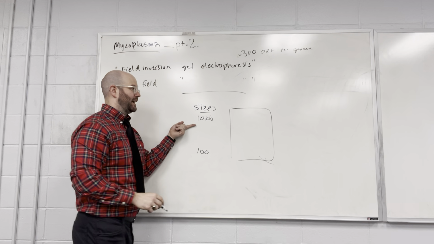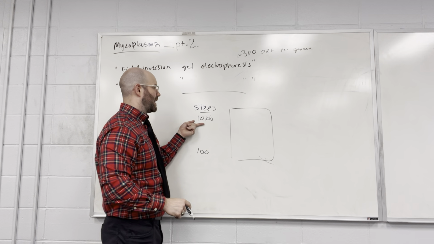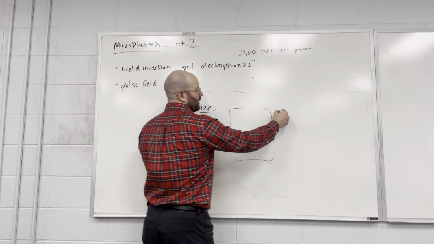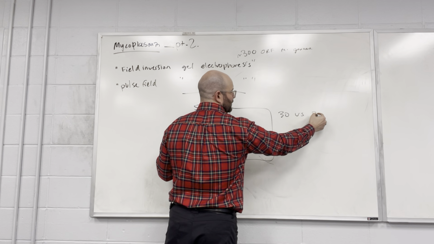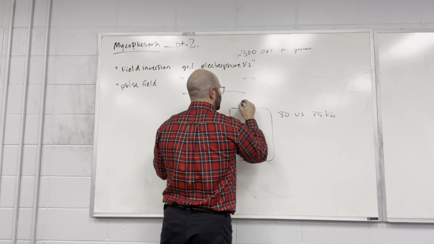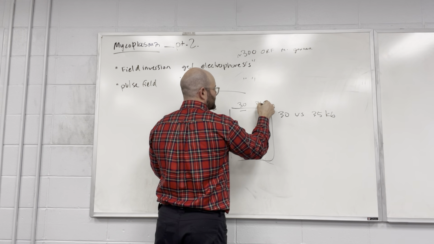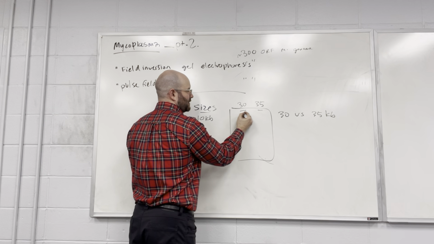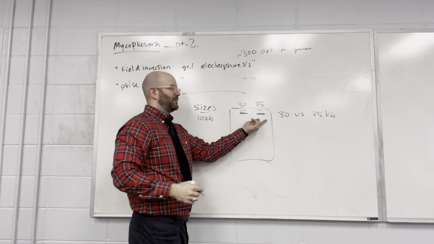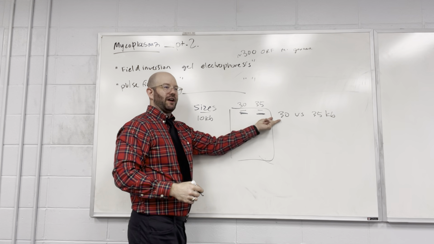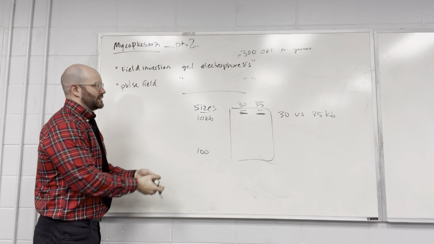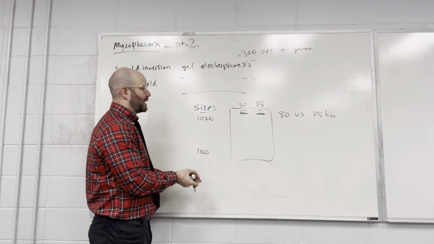Anything bigger than 10 kb, if you ran a 30 kb thing on this, let's say you were trying to compare 30 versus 35 kb, and you ran those on these lanes, what would the gel look like? They'd essentially just be like this. You would not be able to tell the difference because these are so big they can't get through the gel.